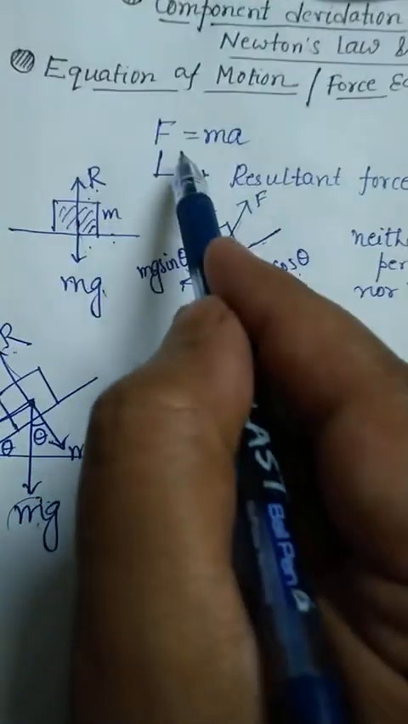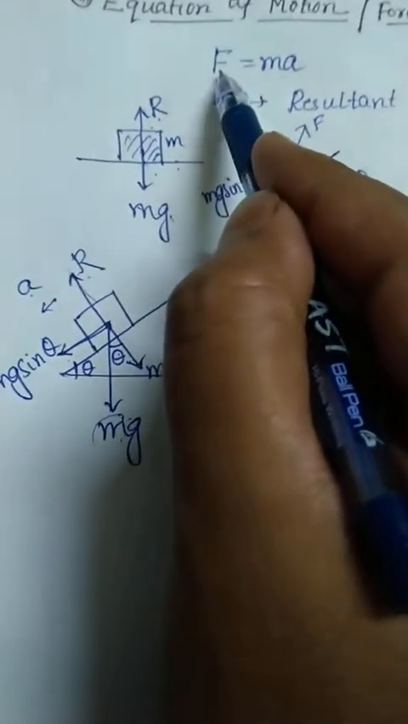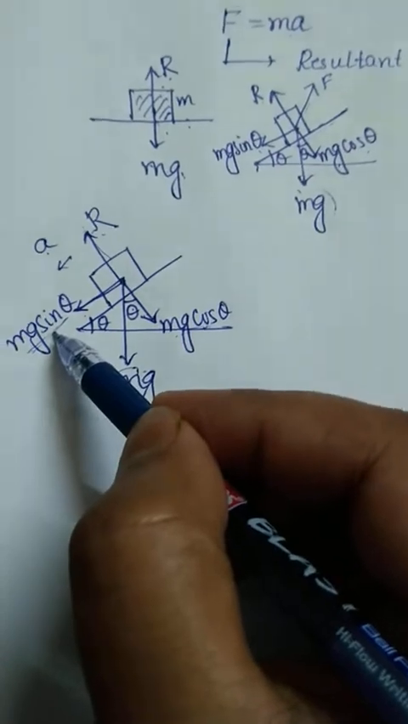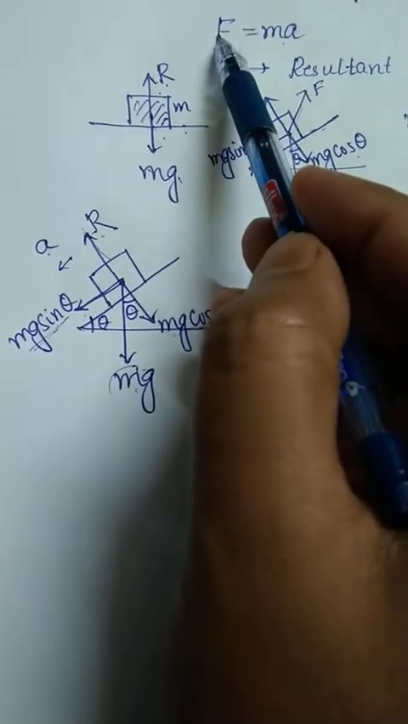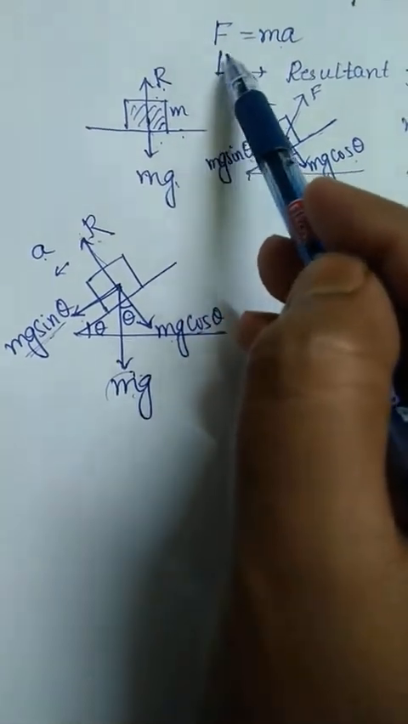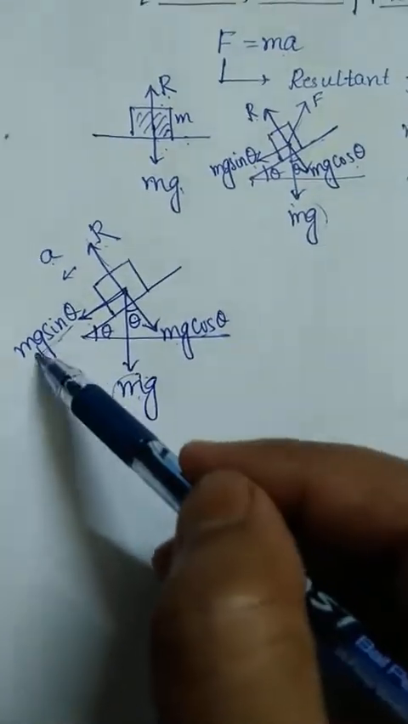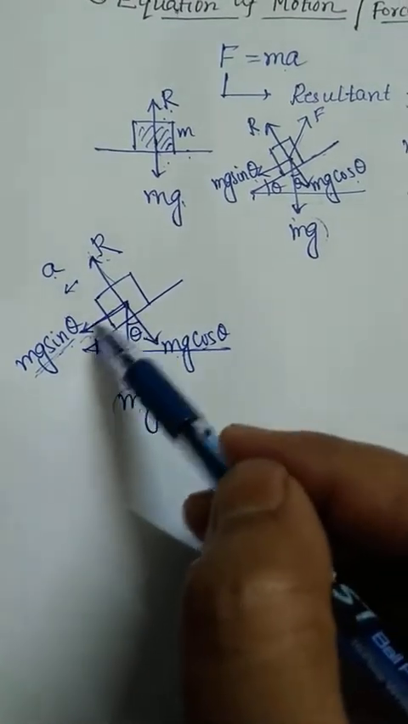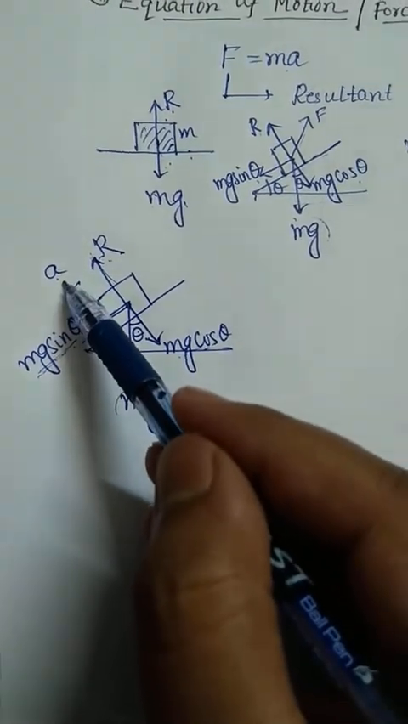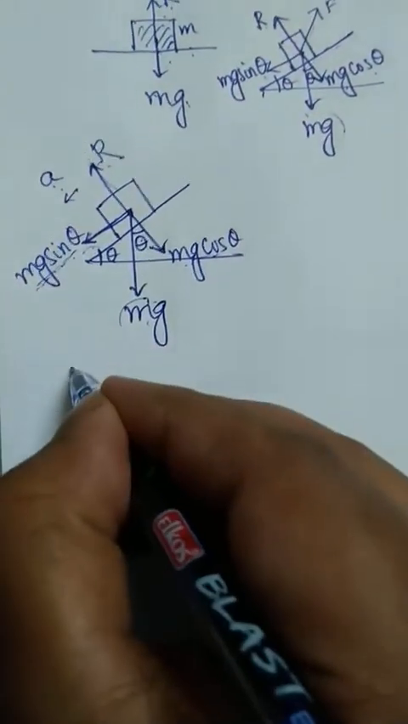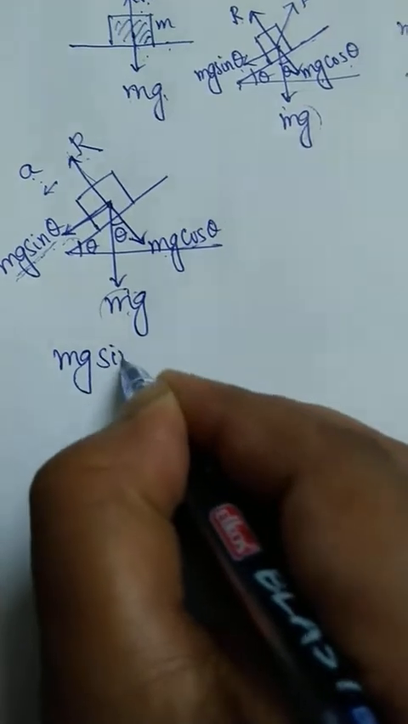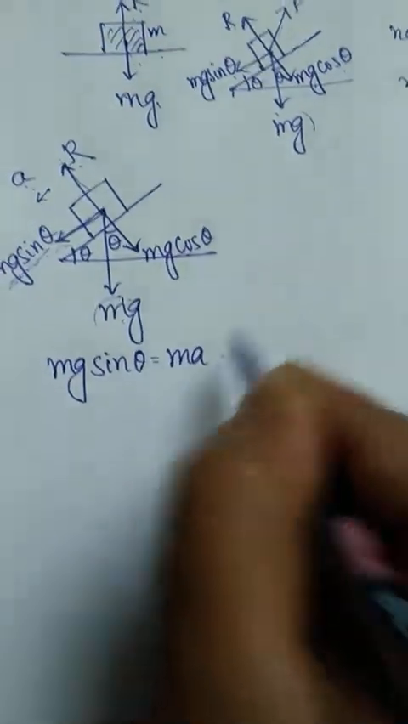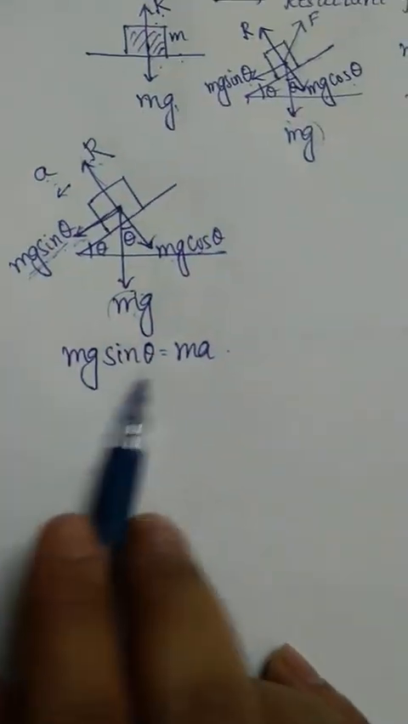So we can apply this equation F equals ma. But what is the force F here? The force F here is mg sin theta, because the force which is basically responsible for the acceleration a is mg sin theta, which is acting along this direction parallel to the plane. So instead of F equals ma, we can write mg sin theta equals ma. Is it clear? So this is the equation of motion.